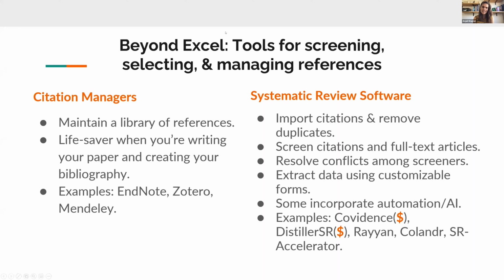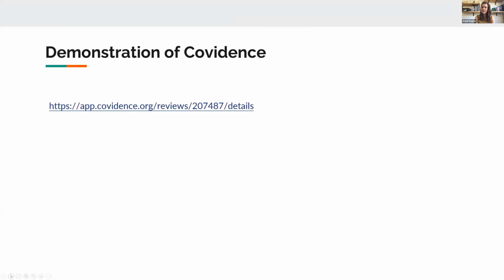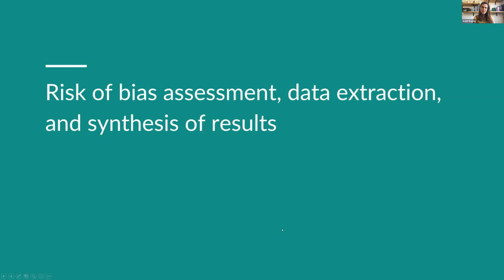Thanks, Mira. I echo your comment about Covidence being really useful and user-friendly. I'll tell you a bit about the different tools and how they integrate together to do risk of bias assessment, data extraction, and then synthesis of results. Some of these will be relevant for your review, some of them won't. It just depends on what is necessary in your review.